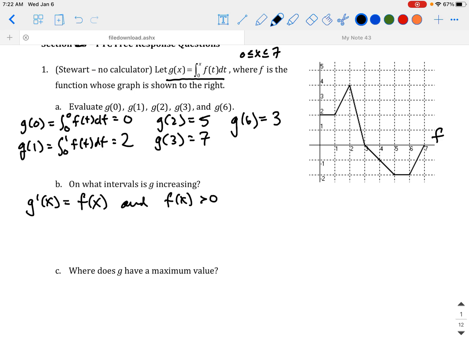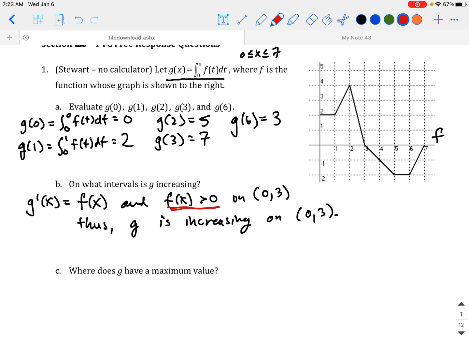And we can see that f of x is greater than 0 on the open interval 0 to 3, right? So everywhere here, f is positive above the axis. Thus, g is increasing on 0, 3. And again, we're including our explanation with some evidence, right? So we're saying g is increasing, and our evidence is that the derivative is positive there.